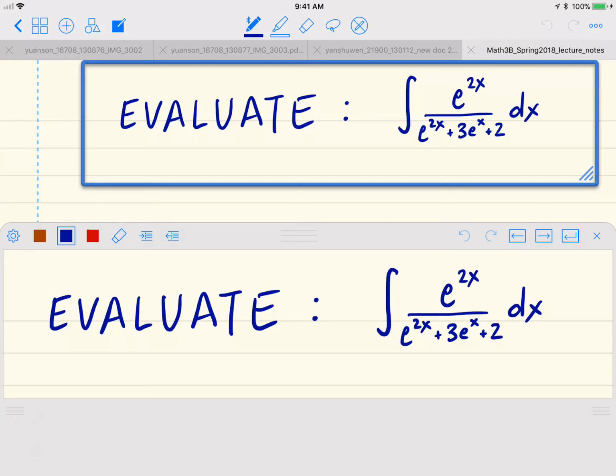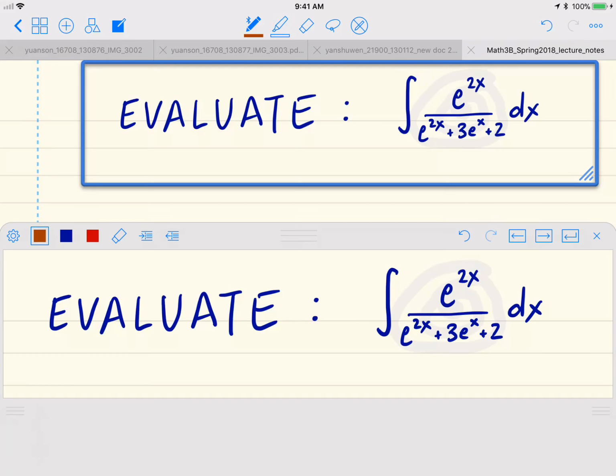Let's look at our integral here. This is not a rational function, right? So why are we even talking about it? Doesn't partial fraction decomposition only work for rational functions? Well, the reason why we're talking about it is because this integral is one step away from being a rational function. Here's what we mean.